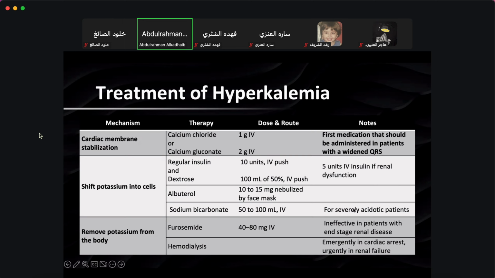So just to summarize, usually if there are ECG changes, we immediately go for calcium. Then we can give 2 of the potassium shifters, for example, insulin with albuterol at the same time. And if the patient is severely acidotic, we can give sodium bicarbonate. If the patient is known to have end-stage renal disease and, for example, missed the dialysis, in addition to those treatment lines, we can initiate hemodialysis in the emergency department. And in cases where the patient went into cardiac arrest, we also can start the hemodialysis while we resuscitate the patient with CPR.